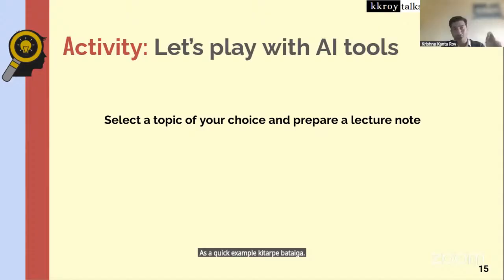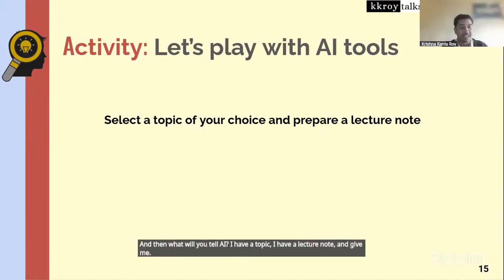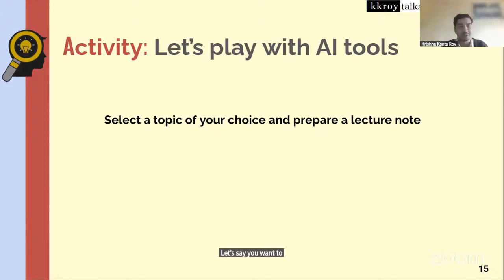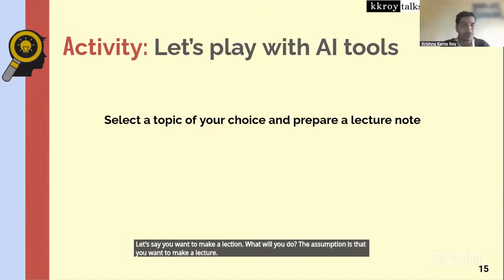Pick a topic that you are going to teach tomorrow for 1 hour, and then what will you tell AI? अभी मैम ने तो बताया I have a topic, I have a lecture note, and give me. तो आपका क्या होगा? Let's say you want to make a lecture note. What will you tell AI?